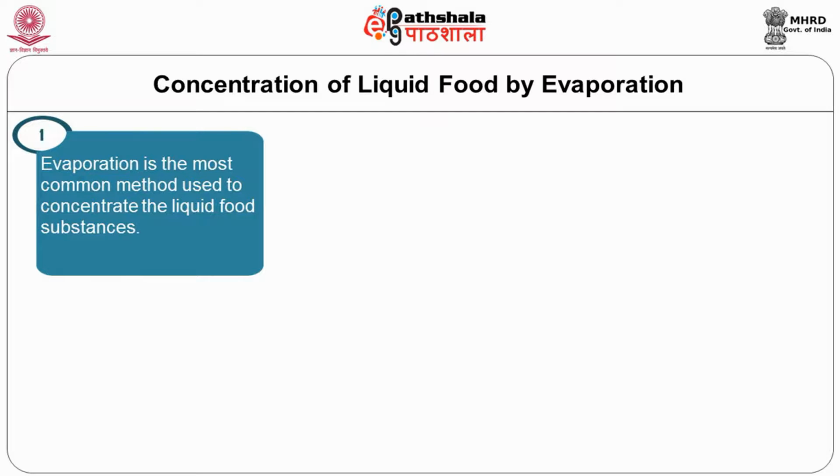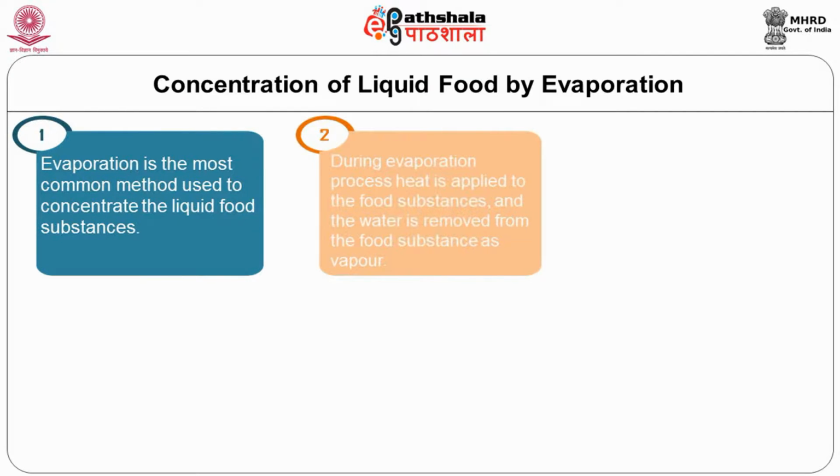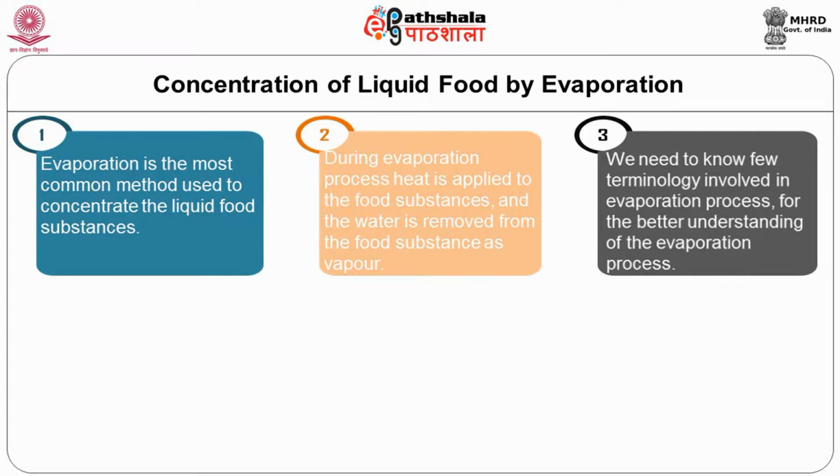Evaporation is the most common method used to concentrate liquid food substances. During the evaporation process, heat is applied to the food substance and the water is removed from the food substance as vapor. This process could be done in a vacuum chamber or even without a vacuum chamber. We need to know a few terminologies involved in the evaporation process for the better understanding of the evaporation process.